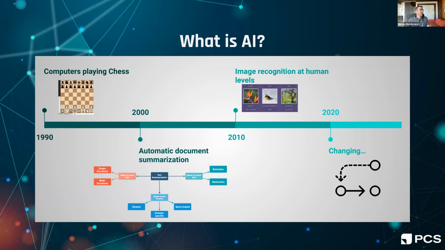If you're looking at the timeline of how this definition evolved over time, 30 years ago, computers playing chess definitely qualified for being AI. Today, it's so common that we don't really see it as such. 20 years ago, automatic document summarization was AI, state of the art. Today, every newsroom uses such tools. Only 10 years ago, computers recognizing images at human levels was AI. Today, we can all search our photos by the person in the picture using those technologies every day. So we should expect the perceived definition of what qualifies as AI to continue to shift in the future as well.